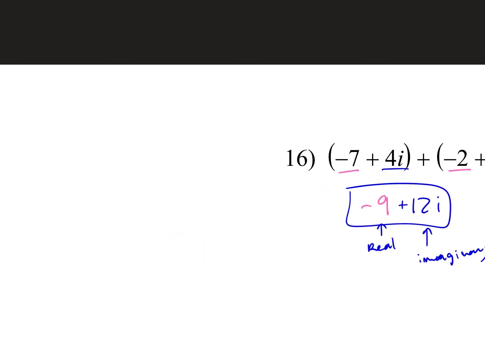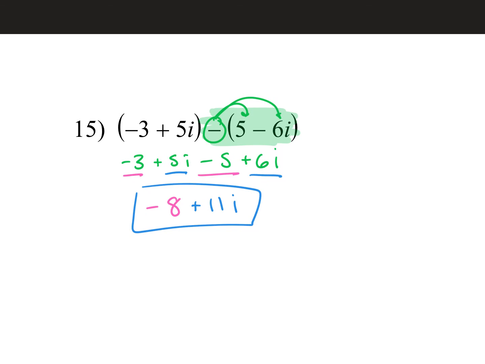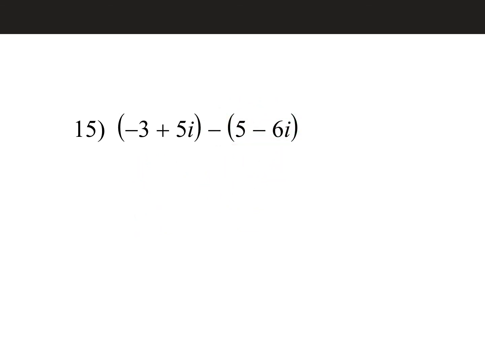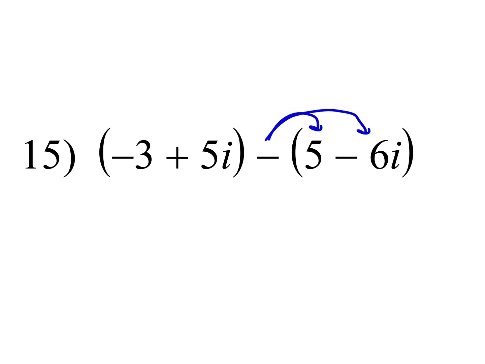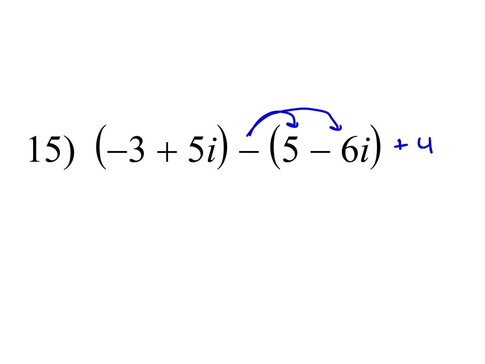All right, let's do a subtracting one like 15. So when we're subtracting, what do I have to do first? Distribute the negative, and I just distribute it to the parentheses behind. So if I had like a plus 4 out here, would the negative get distributed to that 4? No, because it's not in the parentheses behind it. So distribute the negative.